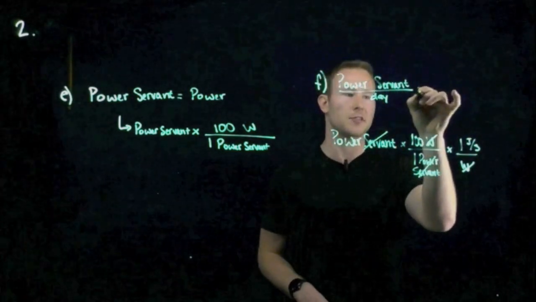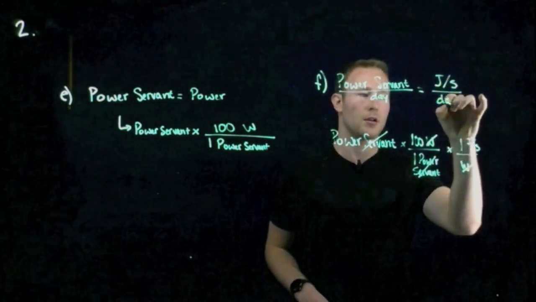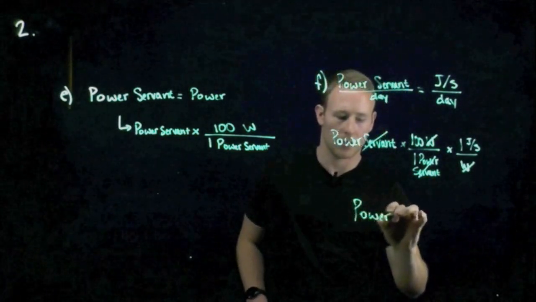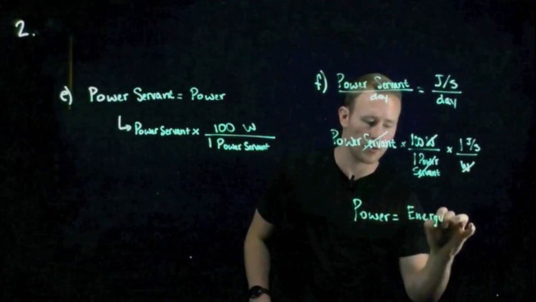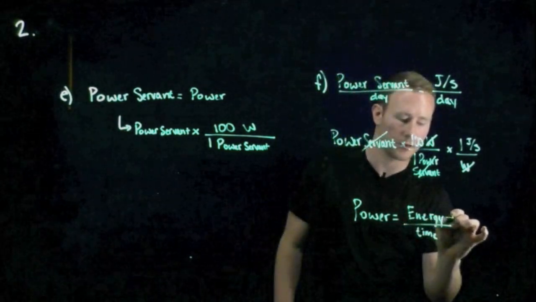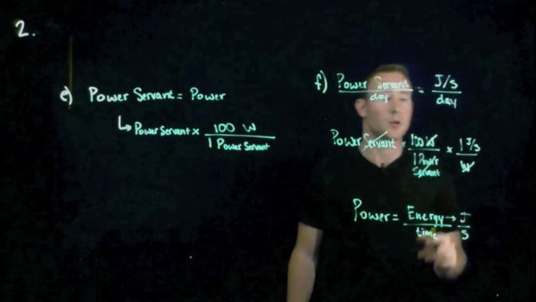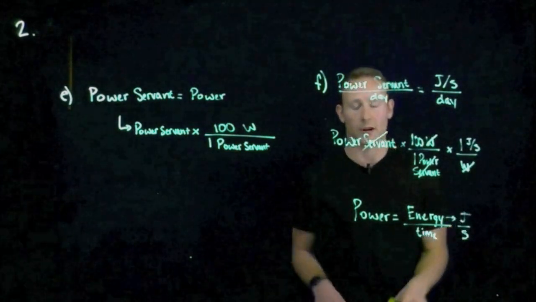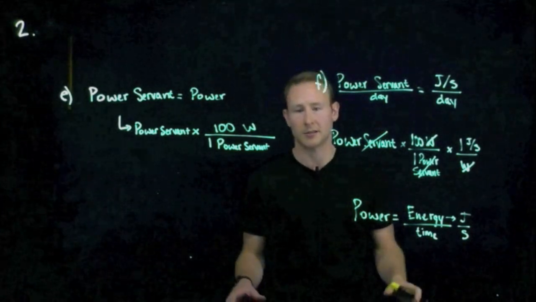So we can say that this is equivalent to joules per second per day. Now with our definition of power, we know that power is equivalent to energy per time. Energy, which is commonly noted in joules, and time, which is commonly put in seconds. Now we see that we have joules per second per day, so we have 2 units of time in there, which doesn't work out. So we can safely say that this is not a power term, and it's not an energy term, so the answer is neither.